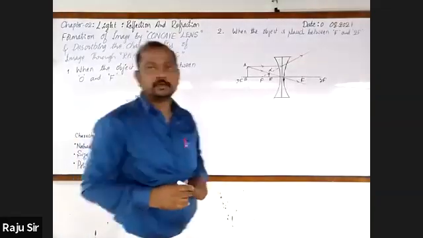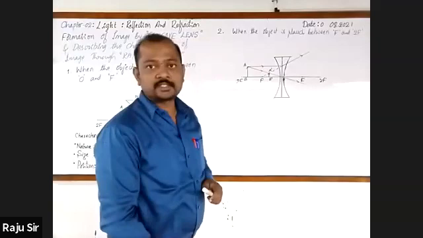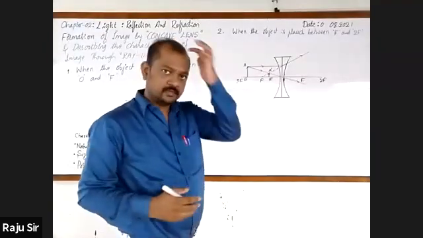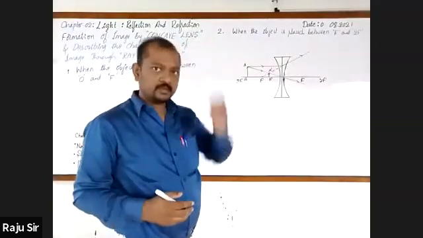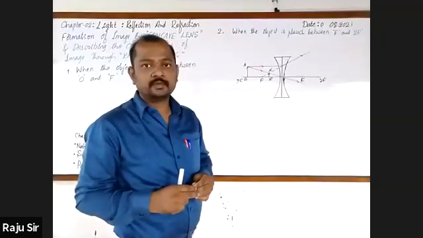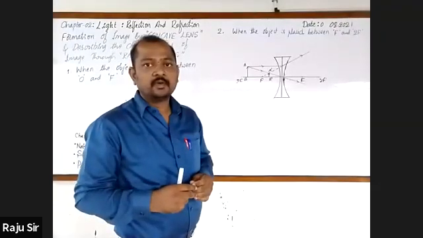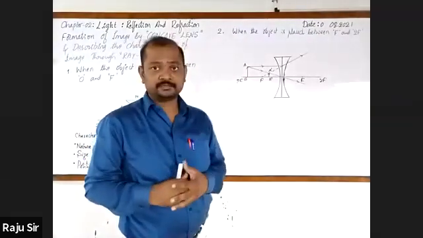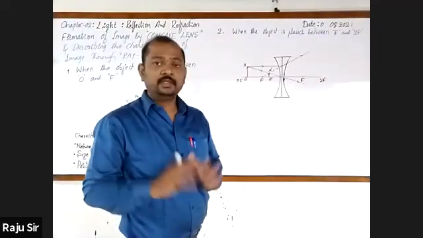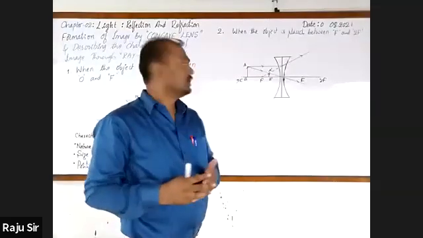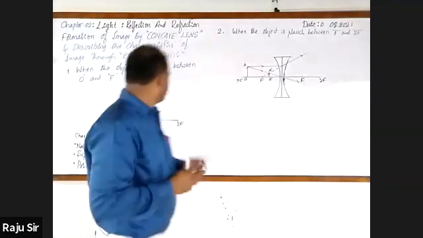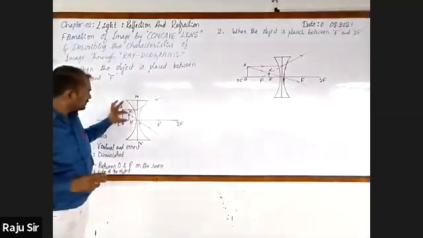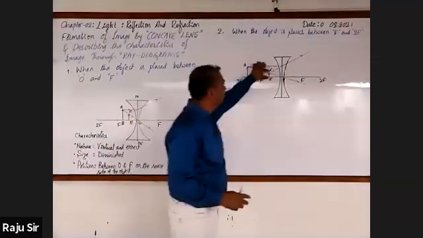Now, draw the perpendicular line from this point of intersection to the principal axis, and name it as A dash, B dash. Tell the characteristics. What is the nature? Virtual and direct. Size: highly diminished, much smaller than the object. Compare this size and this size.